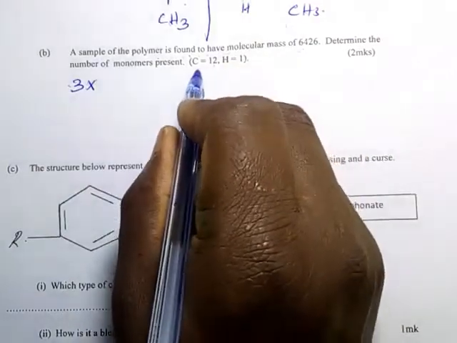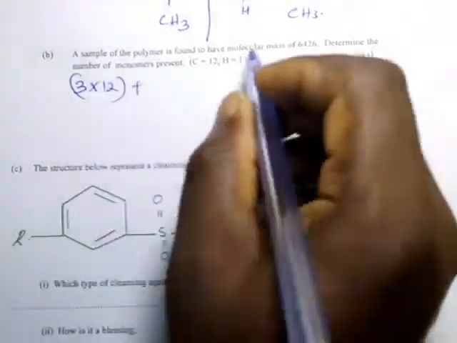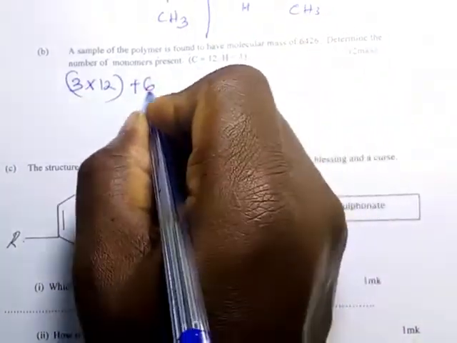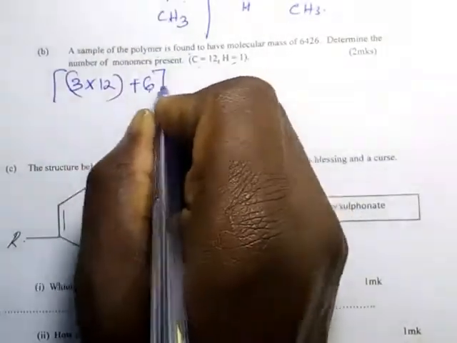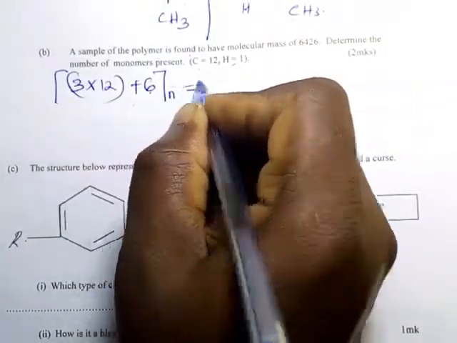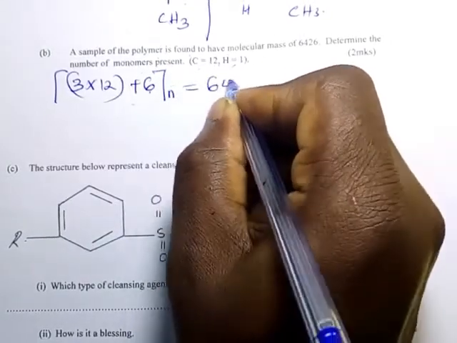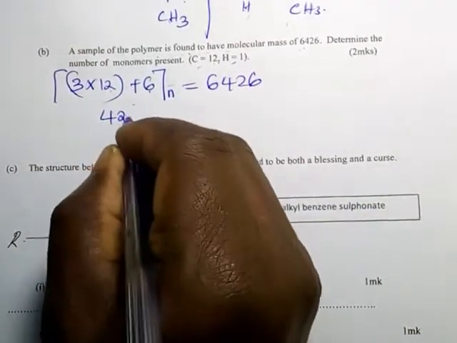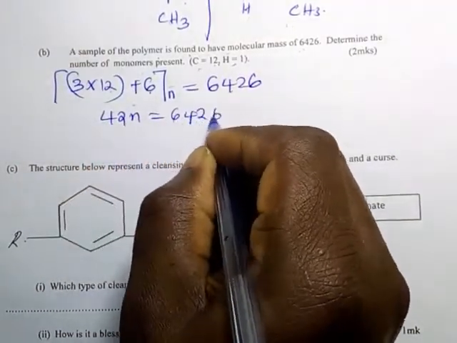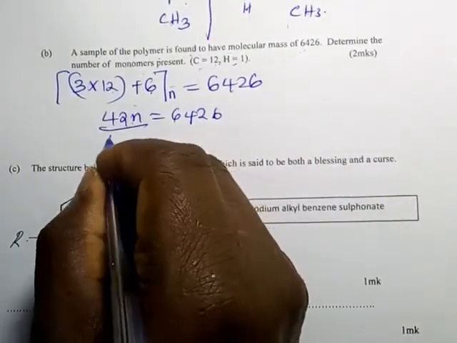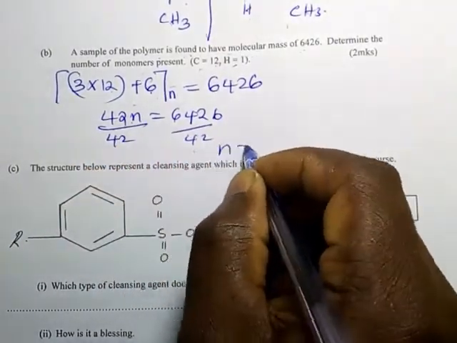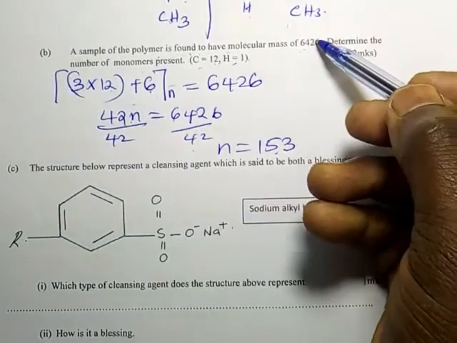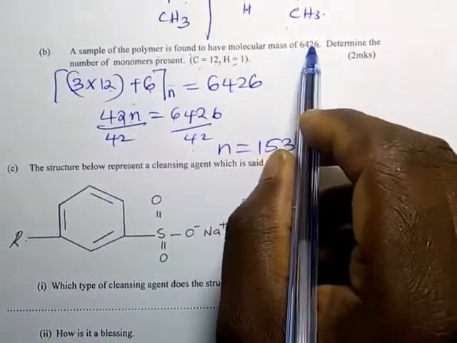3 times 12 is 36, plus how many hydrogen does it have? 1, 2, 3, 4, 5, 6. 6 hydrogen times 1 is 6. So when you multiply this by several monomers of this kind, you get the mass of the polymer, 6426. So this is 36 plus 6, which is 42n, will give us 6426. So we want the number of monomers, which is 6426 divided by 42, and n equals 153. So there are 153 monomers making this polymer with molecular mass 6426.